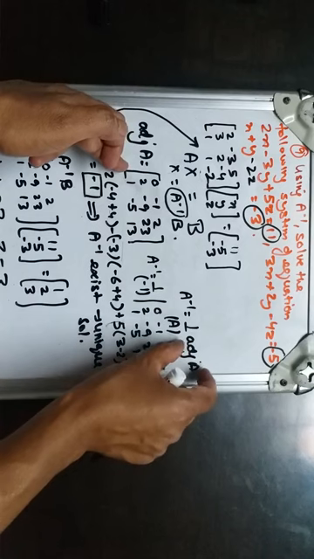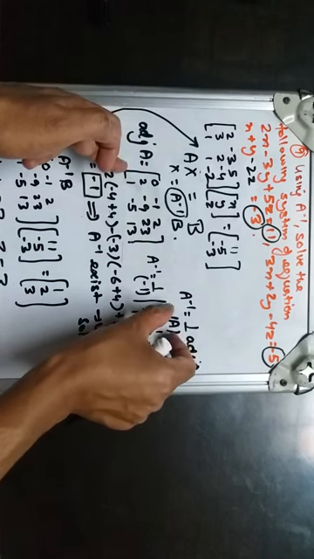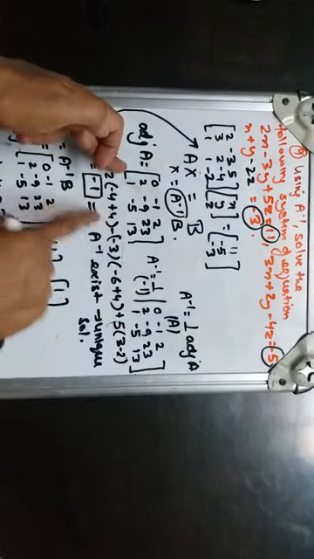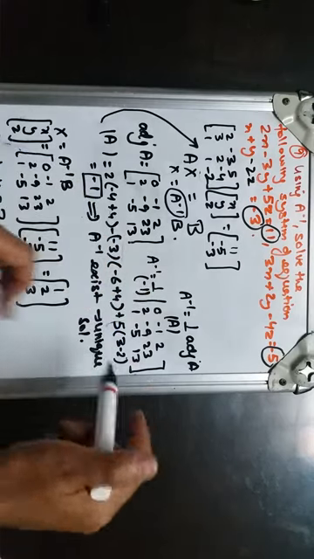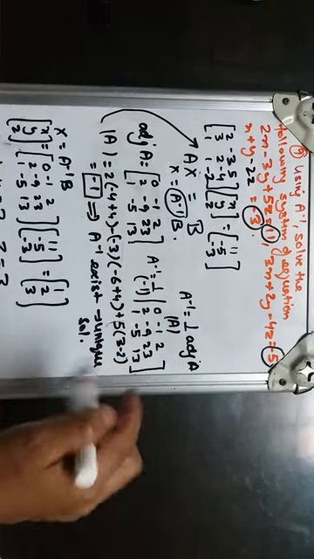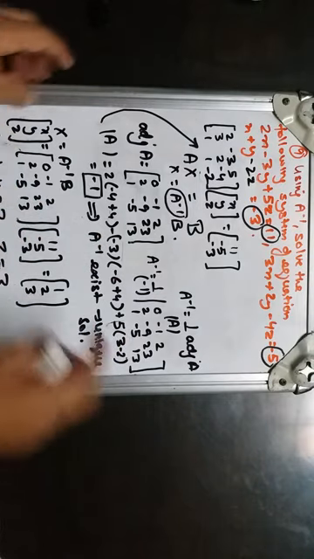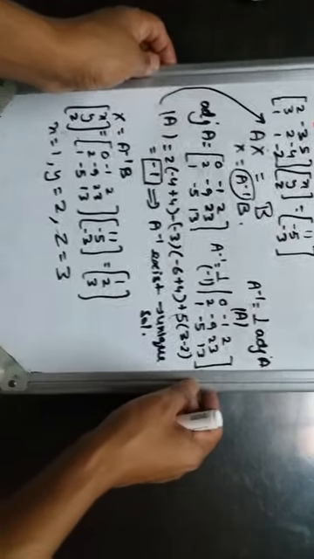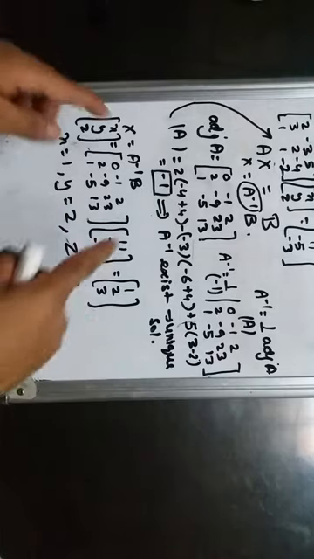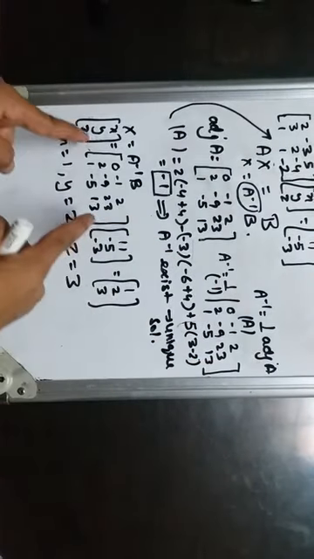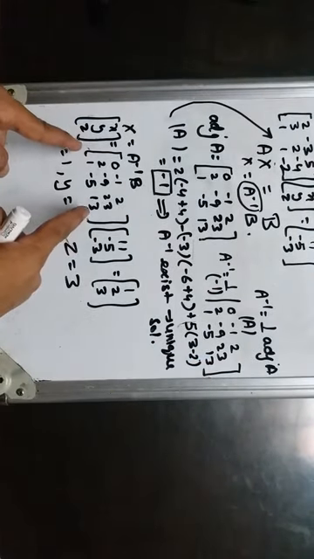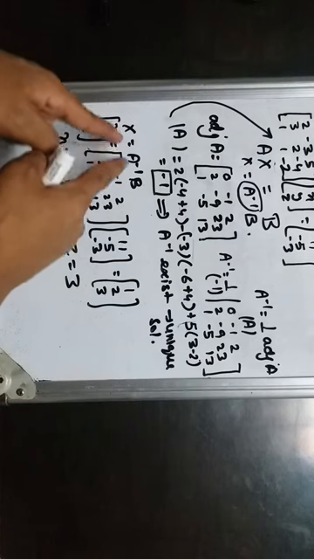Now adjoint of A is divided by what? Determinant of A. This we have taken out, minus 1. So divided by minus 1. This is the A inverse. So put this value of A inverse here. So the formula says X equals A inverse B.